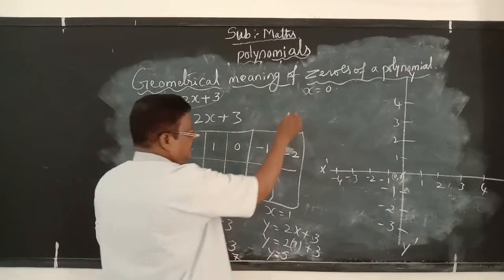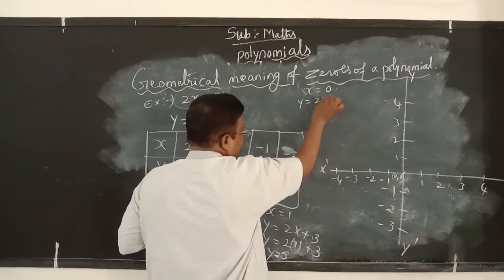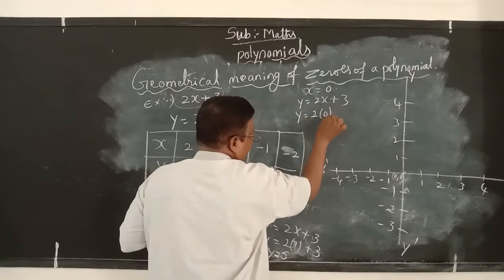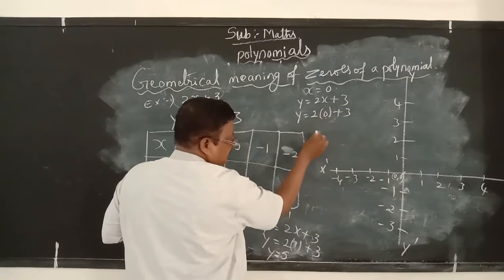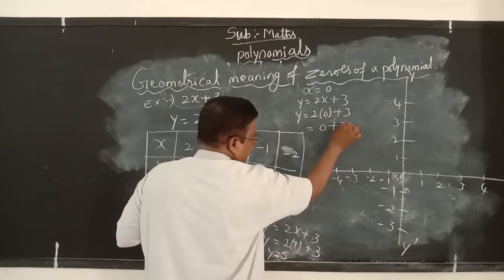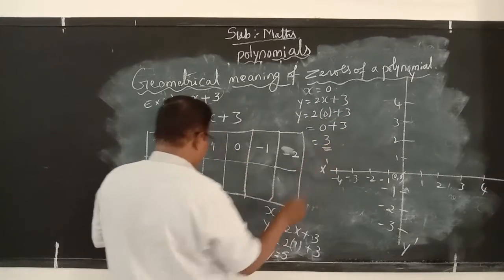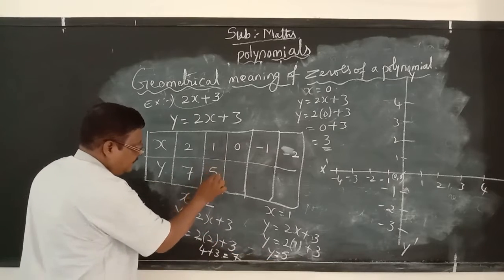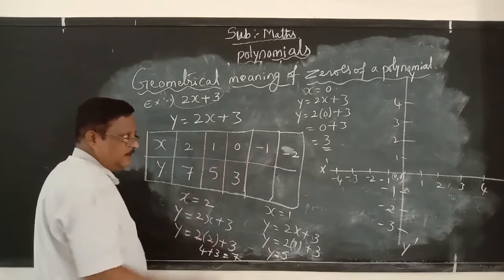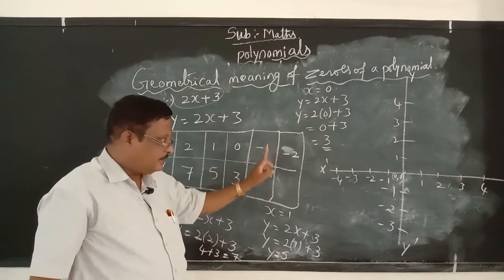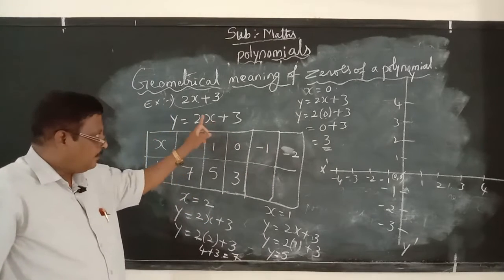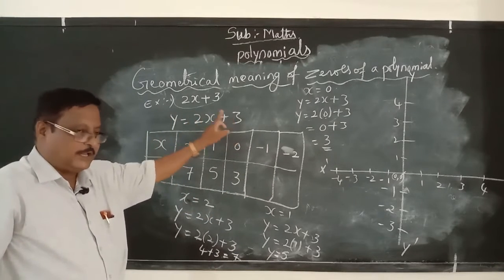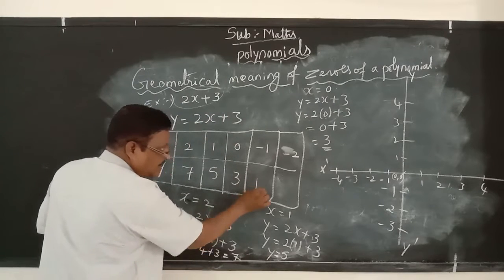Here y is equal to what? Y is equal to 2x plus 3, y is equal to 2 into 0 plus 3. 2 into 0 is nothing but 0, plus 3 is nothing but 3. When x is 1, y is 5. When x is 0, y is 3. When x is minus 1, you calculate this one. Here plus into minus, minus 2 ones are 2, plus 3, minus 2 plus 3 is nothing but plus 1.